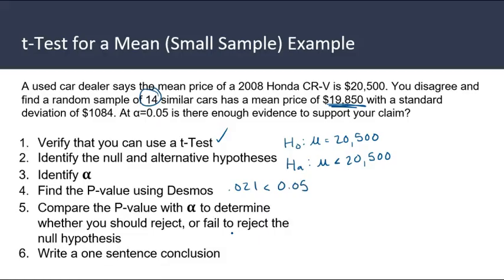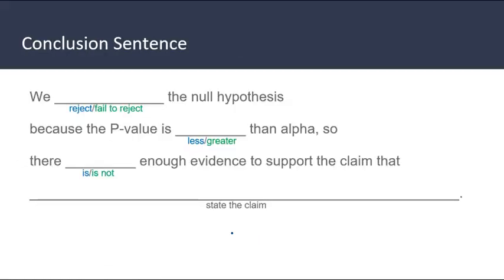So we write our sentence. We are going to reject the null hypothesis because the p-value is less than alpha, so there is enough evidence to support the claim that the mean price of the car, all right, is less than, because that was our claim, less than 20,500.